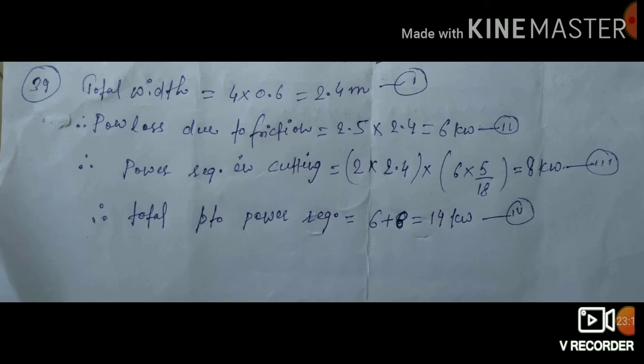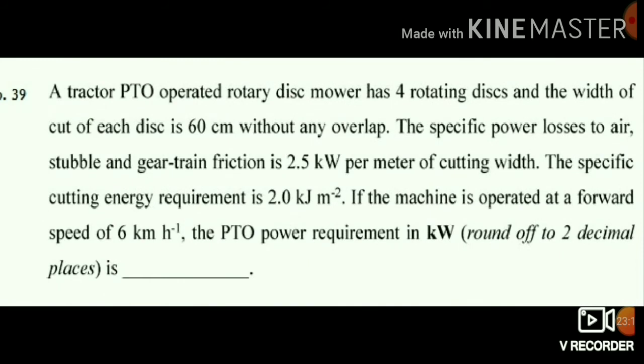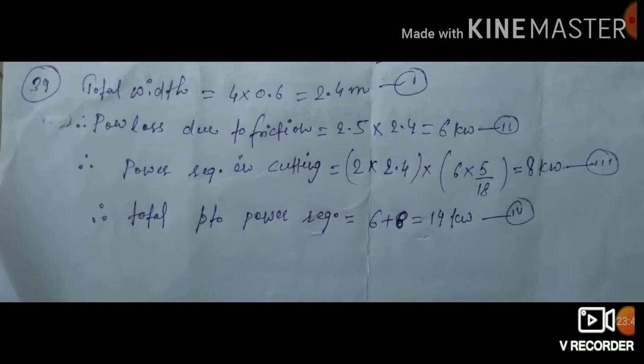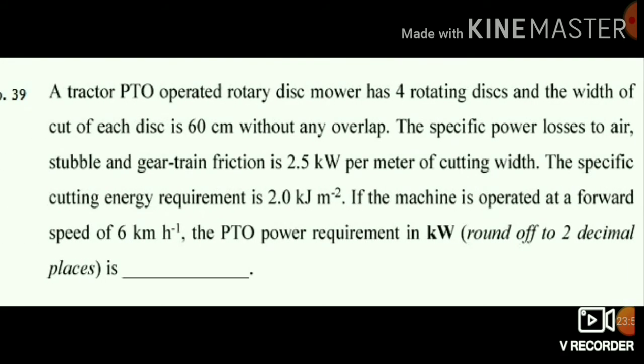Now coming to the power requirement in cutting. So friends, power requirement in cutting is per meter square, means it is cutting per unit of area. 2 kilojoule of energy is needed. Friends, see here that it is energy in kilojoule, means it is given that 2 kilojoule of energy is needed per meter square of area, and we have to calculate how much power is needed in cutting the total field. So we should multiply the width of the rotary disc mower with its velocity, and the velocity is given as 6 kilometer per hour.